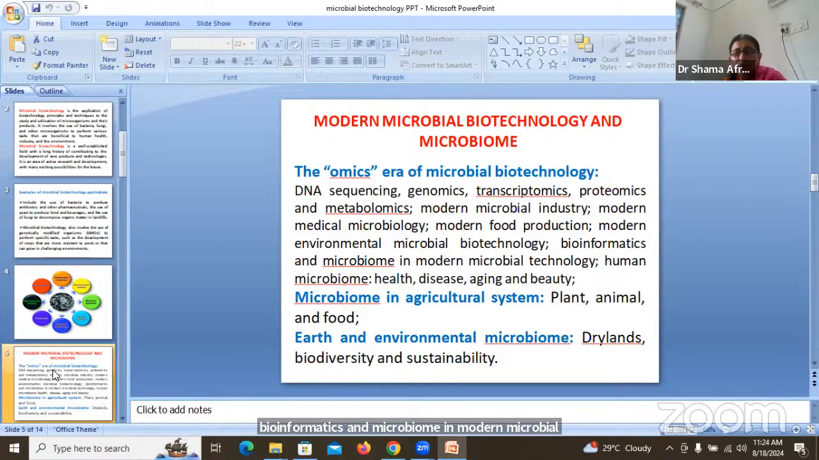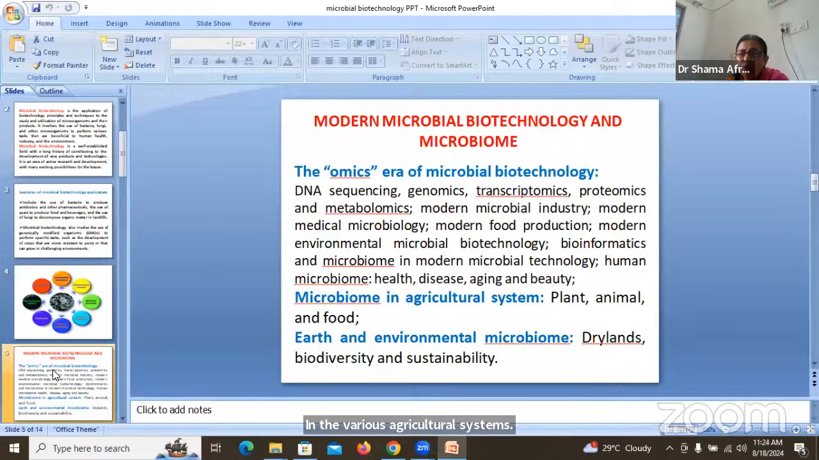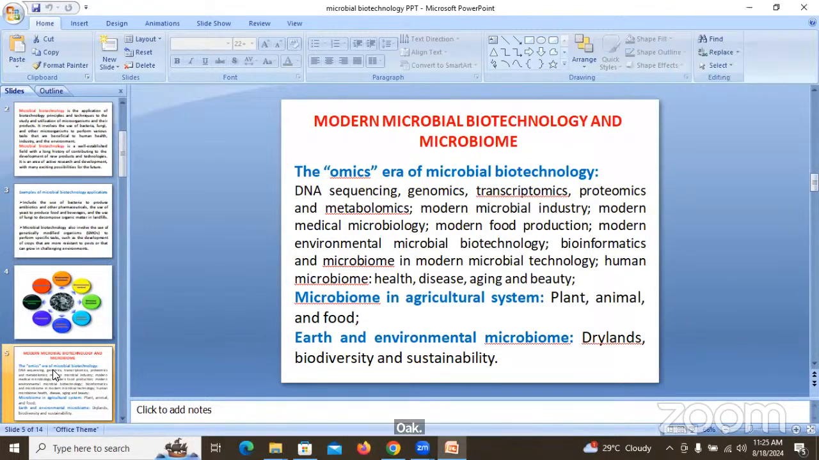In human health, we use these microorganisms for remedies against diseases, aging, and beauty. The microbiome in the various agricultural systems: in plant, animal, and food all together, the microorganisms are helpful in making and enhancing the biotechnological field. Earth and environmental microbiome.